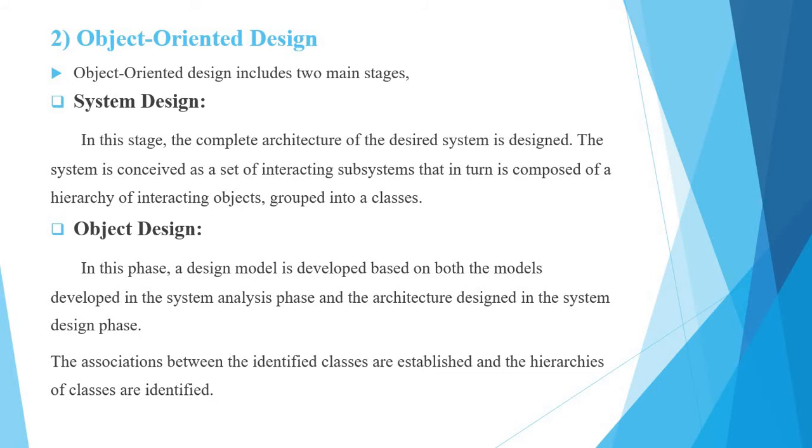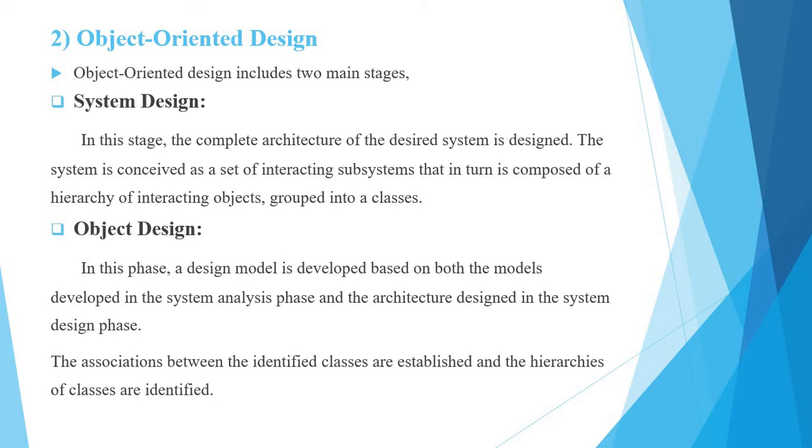The second step is object-oriented design. In this design technique, two stages come. The first one is system design. In this stage, the complete architecture of the desired system is designed. The system is conceived as a set of interacting subsystems, composed of a hierarchy of interacting objects grouped into classes. Then object design.